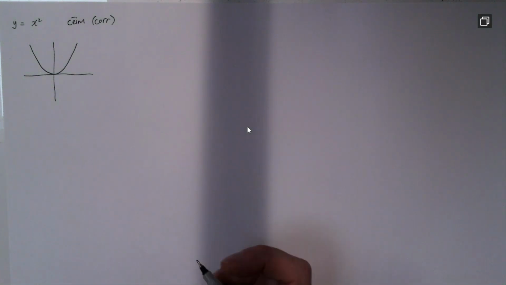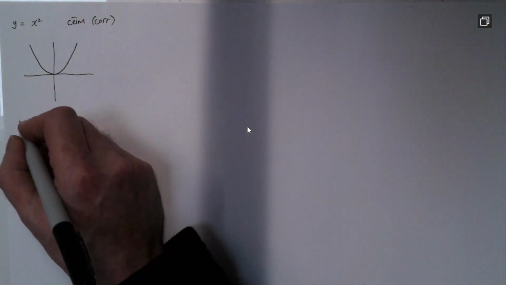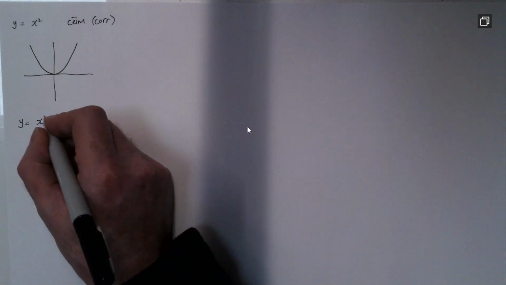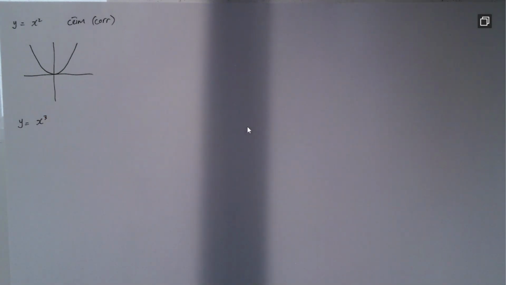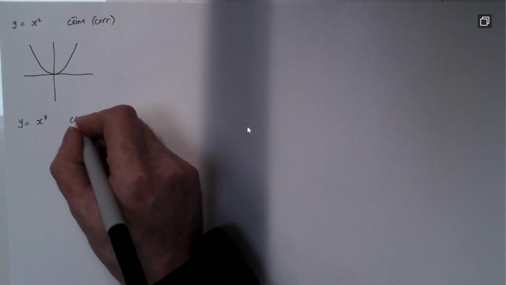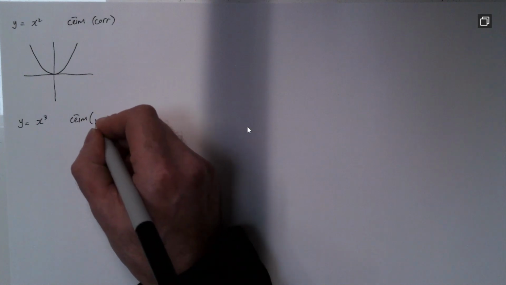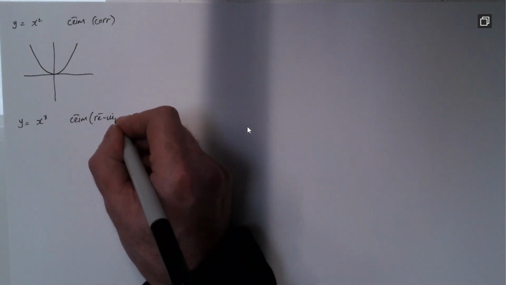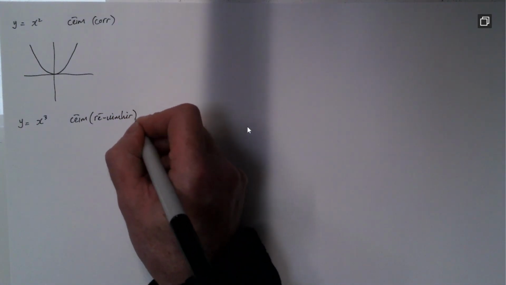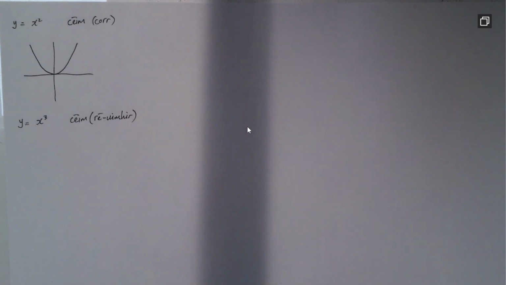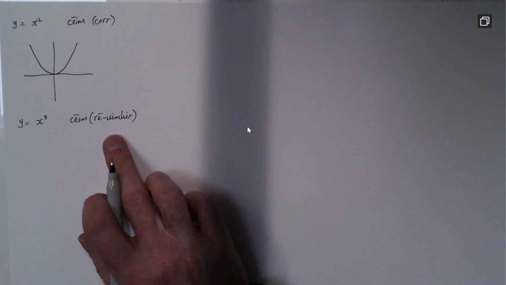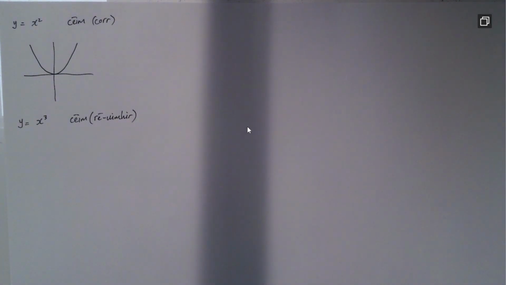Now, let's look at the graph of x cubed. It's positive, so it's plus x cubed. What's the degree? It's 3, so it's odd. Because it's odd, that means 1 arm up, 1 arm down.